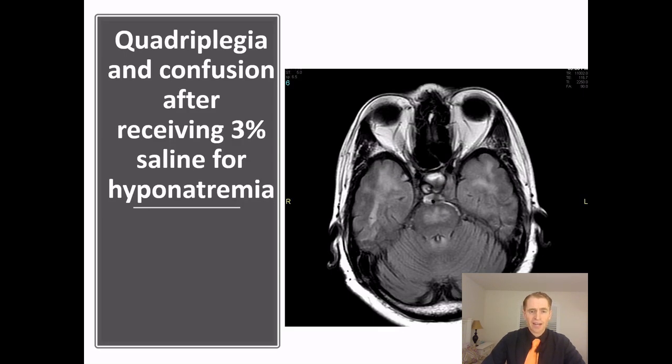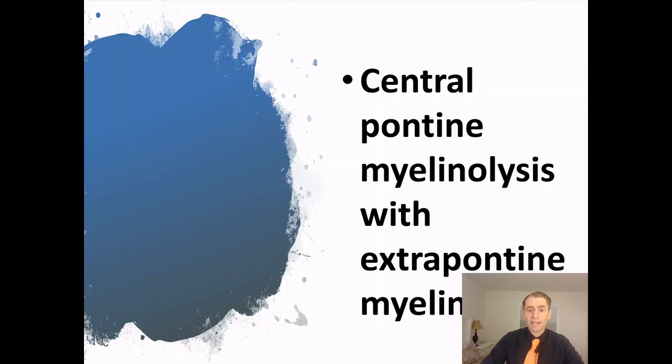This patient had weakness of the extremities and confusion after receiving 3% saline, in other words, a very concentrated saline solution, because she had low blood sodium. In other words, the blood sodium was rapidly corrected. You can see that there are white matter changes within the pons, but also in other areas like the temporal lobes. The history should give away that this is central pontine myelinolysis, in this case with extrapontine manifestations. This occurs with very rapid correction of low sodium, and that's why sodium should be corrected slowly and carefully while checking blood tests usually every 6 hours.